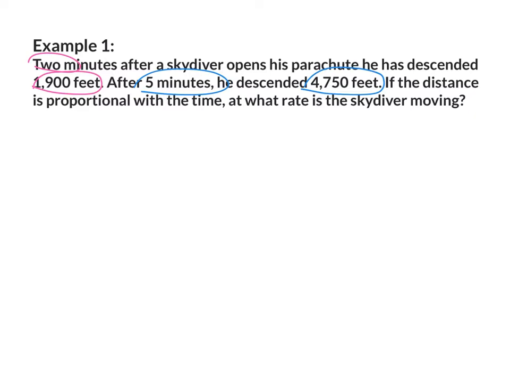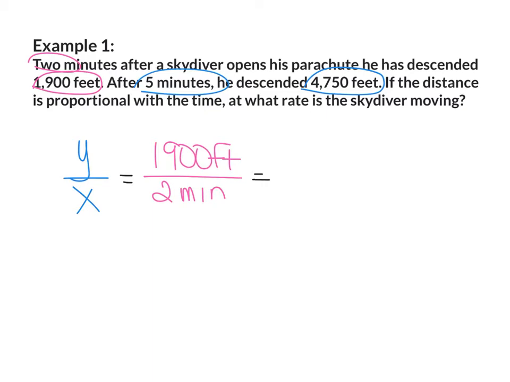So what we're going to do to solve is take our y and divide by our x. Which one's our y and which one's our x? Well, the y is the dependent and the x is the independent. Y depends on x. How many feet he falls depends on how long he's been falling. So that means our y is 1,900 feet and our x is 2 minutes. So we're going to go ahead and divide. 1,900 feet divided by 2 minutes gives us 950 feet per minute.